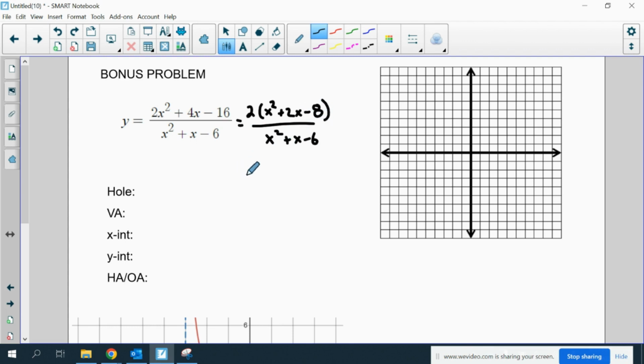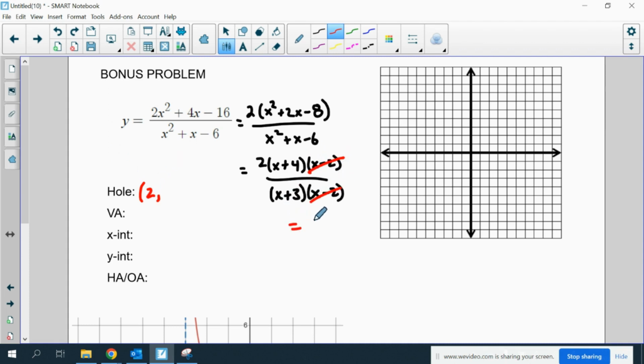And then we'll factor the numerator and denominator further. So I have 2 times (x plus 4)(x minus 2), and the denominator is (x plus 3) times (x minus 2). So what I'm going to notice is that there is a hole in this function. The hole occurs at x equals 2.